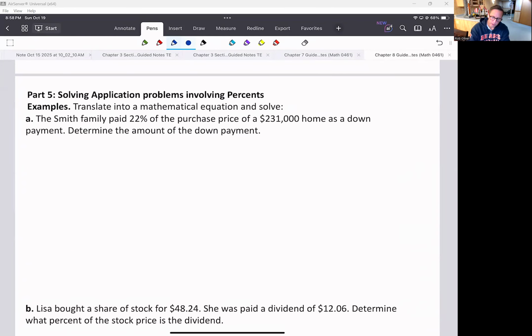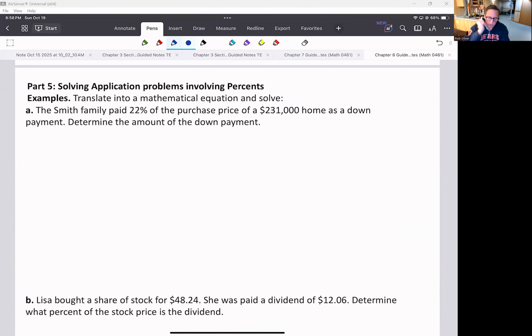All right, for this one right here, we're going to translate this into an equation and then solve. The Smith family paid 22% of the purchase price of a $231,000 home as a down payment. Determine the amount of the down payment. In this example, the down payment is the part, and the $231,000 price for the home is the whole, the base. So we're just going to do the basic percent equation here: 22% times $231,000.